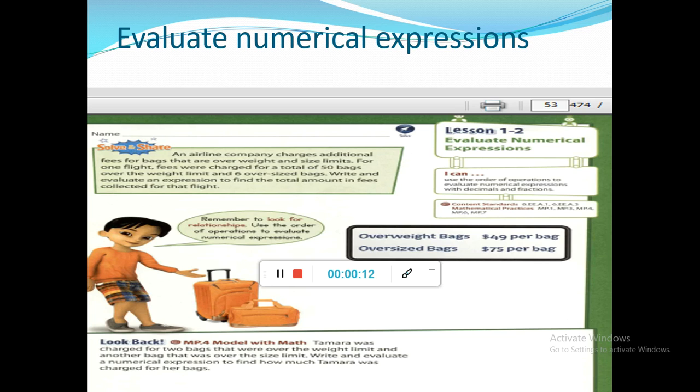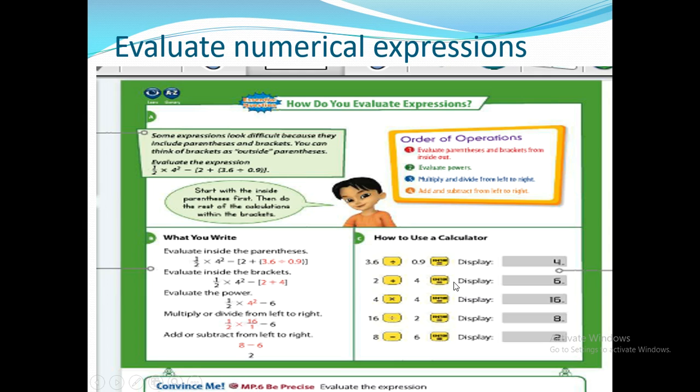Today we're going to explain and discuss lesson 1 to evaluate numerical expressions. It is on page 53. By the end of this lesson, students inshallah will be able to use order of operations to evaluate numerical expressions with decimals and fractions. First of all, let's know what the order of operations is that is used in this lesson.